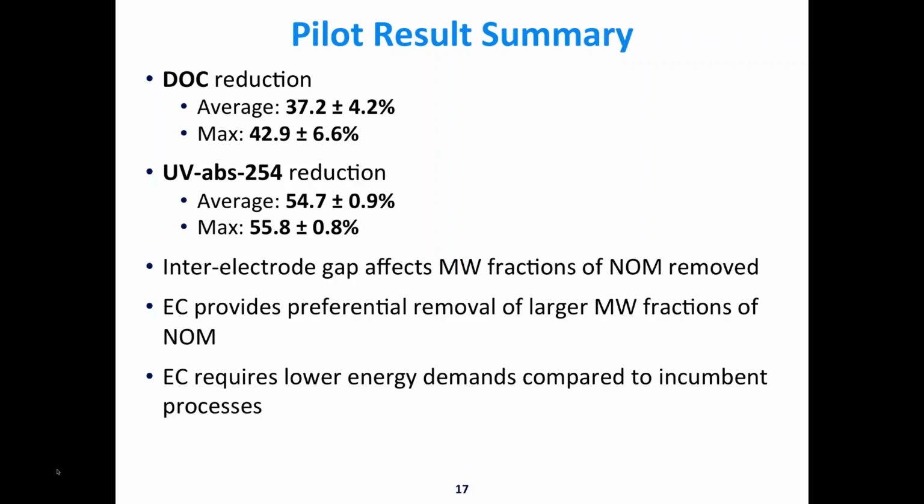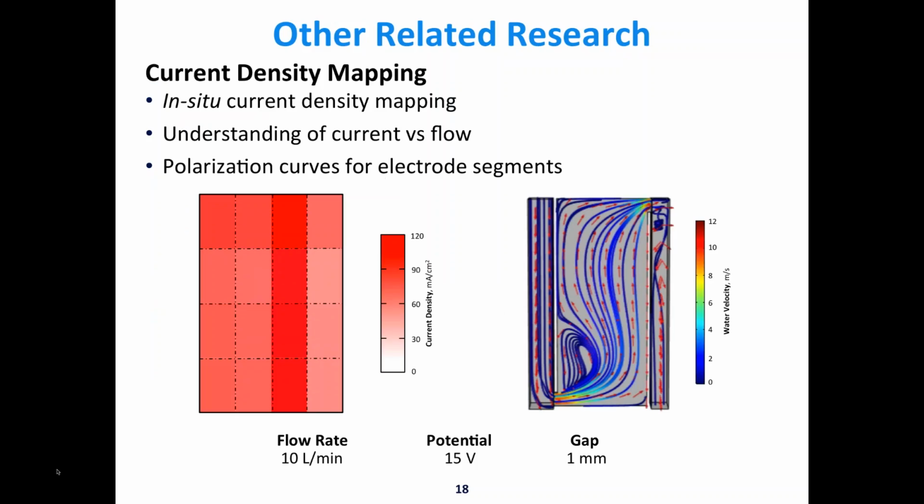We have concluded that although the absolute reduction of DOC was not a lot, we were reaching the gold standard SUVA final values that we were hoping to get. We also saw that inter-electrode gap affects which molecular weight fractions were predominantly being removed, and that in general electrocoagulation preferentially removed larger fractions of NOM. We also saw that electrocoagulation had low energy demands compared to incumbent water treatment processes, as well as chemical coagulation. And just quickly, one more slide on some of our related research.